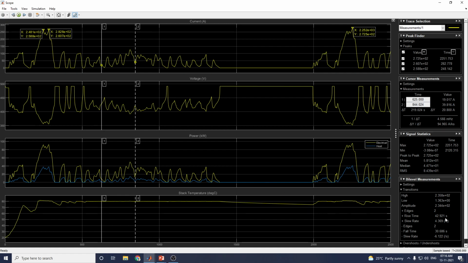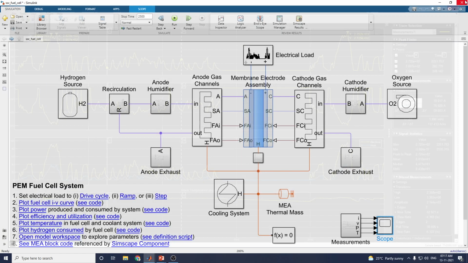By using this plot, you can understand the rise time value is 42.921 at this particular point. Okay, what is the slew rate, you can see. By using this interactive Simulink scope, we can analyze all the control signals: current, voltage, power and stack temperature.